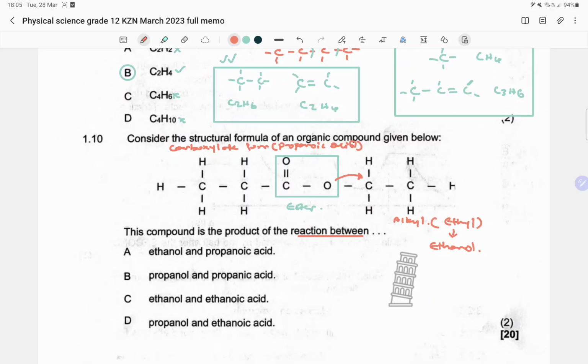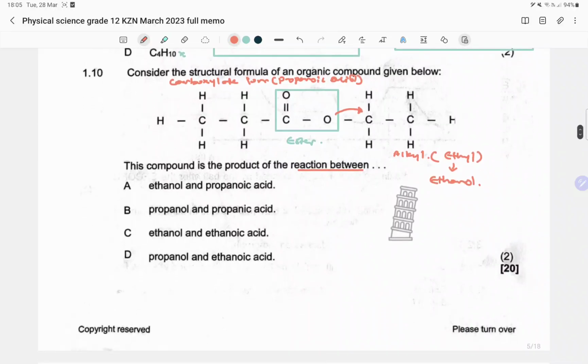Propanoic acid. So basically it was propanoic acid and ethanol. So let's look for that. Ethanol, ethanoic acid, no. Propanol, propanoic acid, no. Ethanol and propanoic acid, yes. So the answer here is A. So these ones are correct.